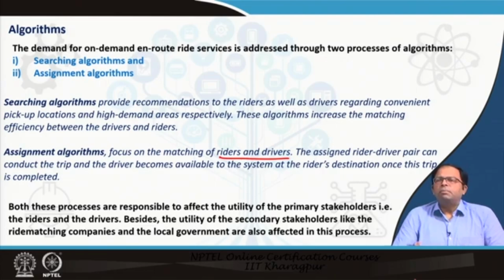But from the urban planning perspective, the question becomes: will I optimize this assignment by just measuring the travel time between the rider and the driver, or will I look at the overall city's supply and demand and then try to optimize? Both these processes affect the utility of the primary stakeholders, that is the riders and drivers. But the utility of the secondary stakeholders is also considered. So ride matching companies and local governments are also affected in this process, like I was saying.